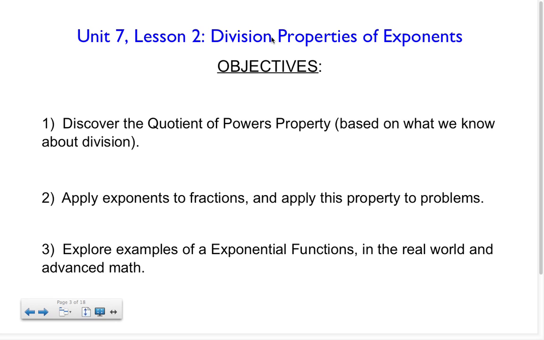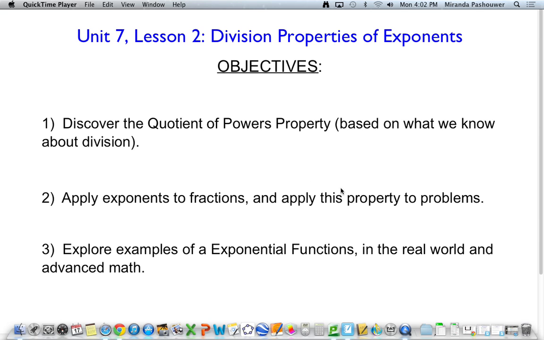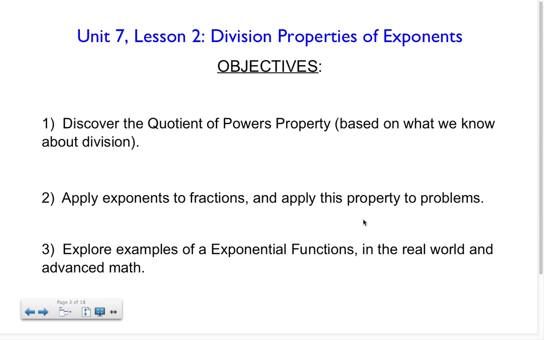All right, ladies and gentlemen, I am here, Miss Fashour, to talk to you today about some properties that have to do with division. When we look at powers and exponents, we've spent a lot of time talking about multiplication, the product of powers and powers of product and all that kind of good stuff. But today we're going to talk about the quotient of powers property. Just one quick little property.